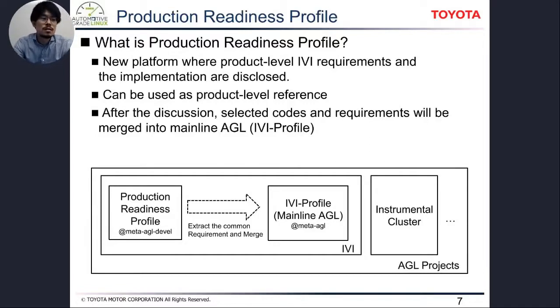So what is the Production Readiness Profile? It's a part of the IVI project inside many AGL projects. And it's a new platform where product-level IVI requirements and the implementation are disclosed. We think this profile can be used as a product-level reference. After the discussion within the community, selected source code and requirements from production readiness will be merged into mainline AGL. That is called the IVI profile.